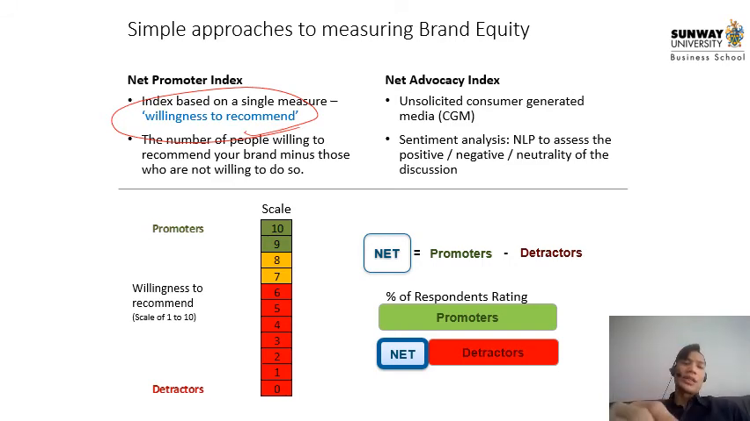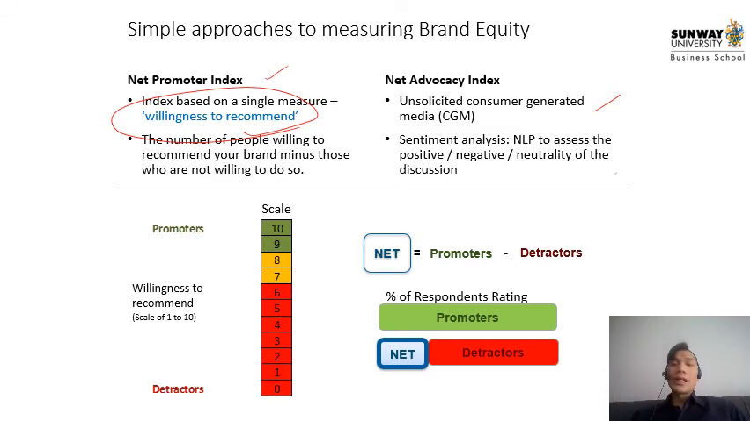It is the number of people willing to recommend our brand minus those who are not willing to recommend. So it's kind of like the net promoter index: those who are willing to recommend, the promoters, minus the detractors. And then we also need to look at the net advocacy index, which is how many consumers we are going to generate in terms of the media.